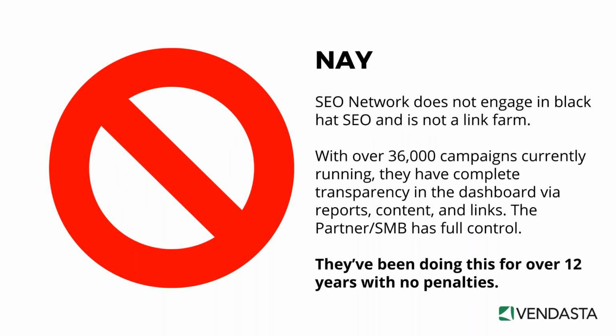SEO Network, whose third party is Net Success USA, has actually improved since then, with over 40,000 campaigns currently running. They have complete transparency in their dashboard, which we will show you in a few minutes, via their reports, their contents, their links. So you yourself, as the partner, as well as your clients, have full control over everything you see. They're only putting links on industry-specific sites. And really the big thing, they've been doing this for over 12 years with no penalties.